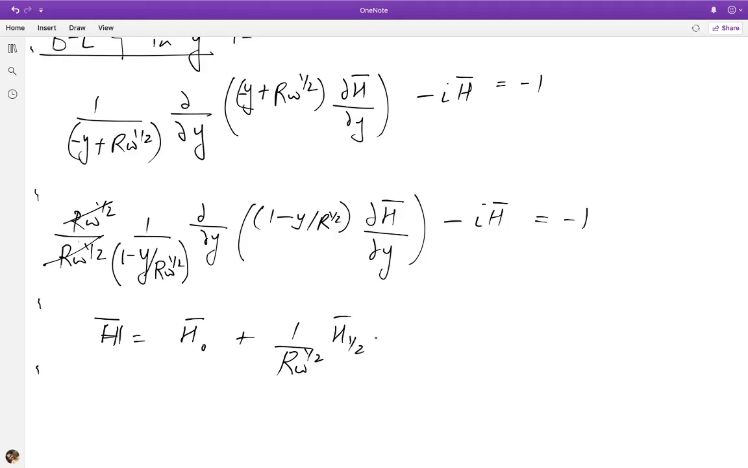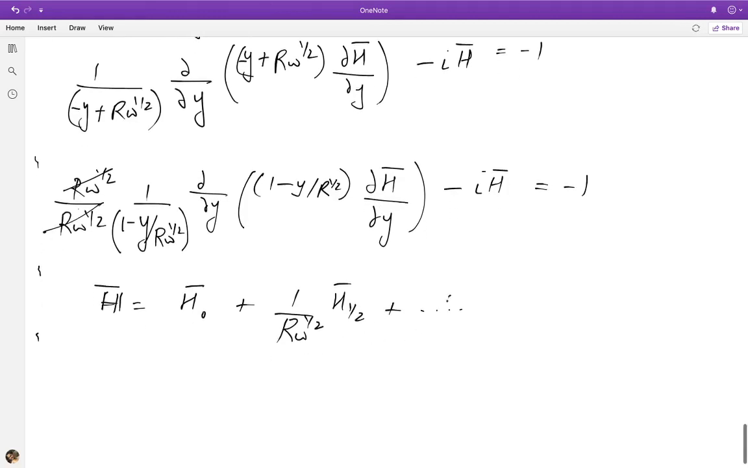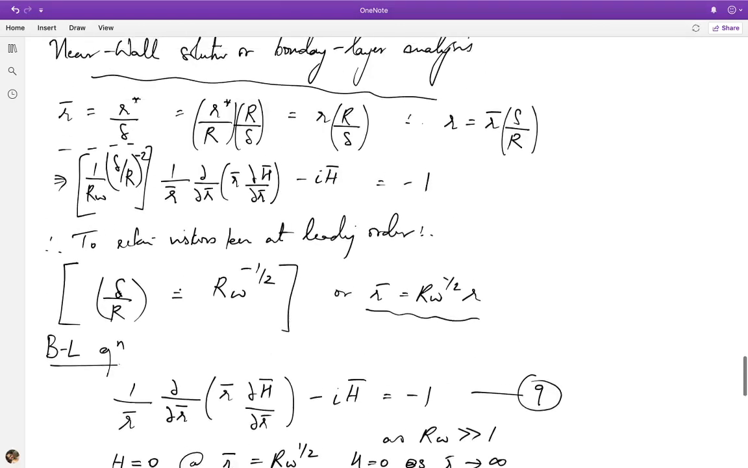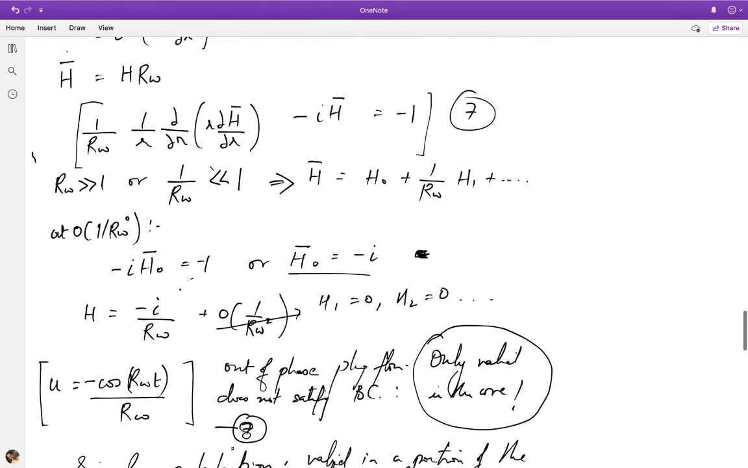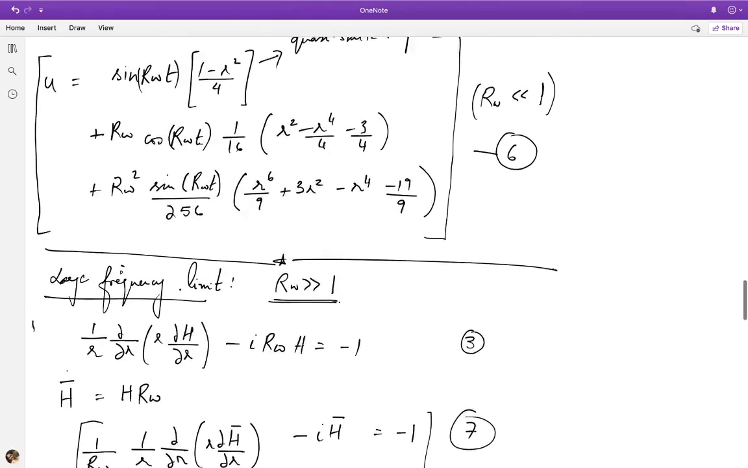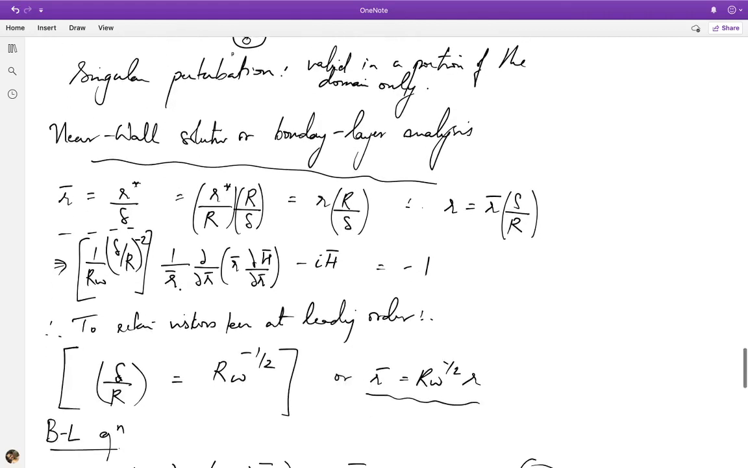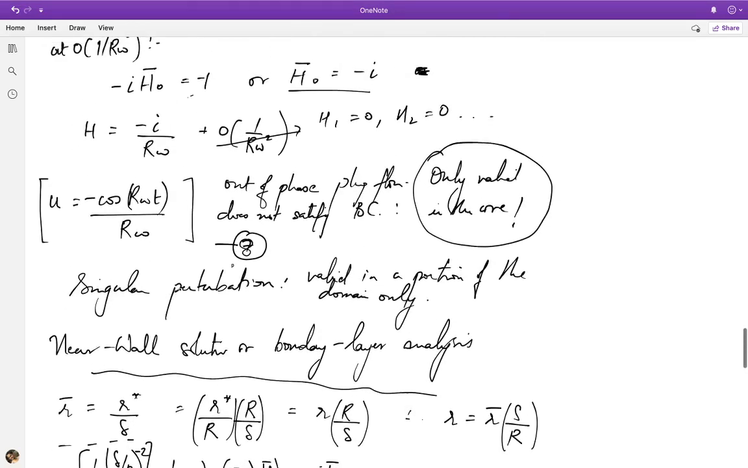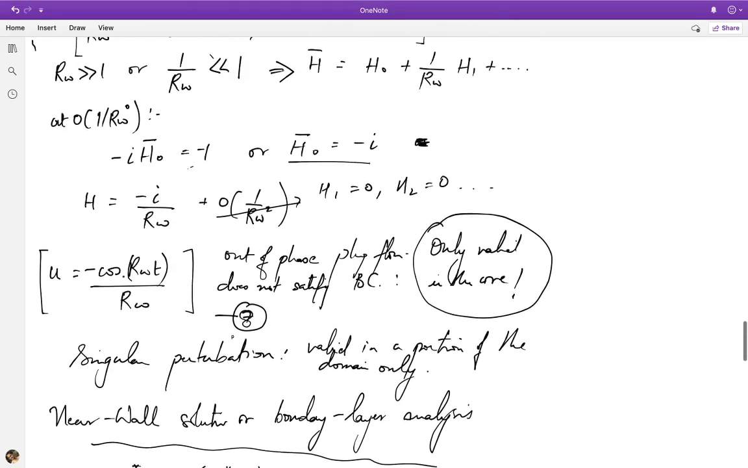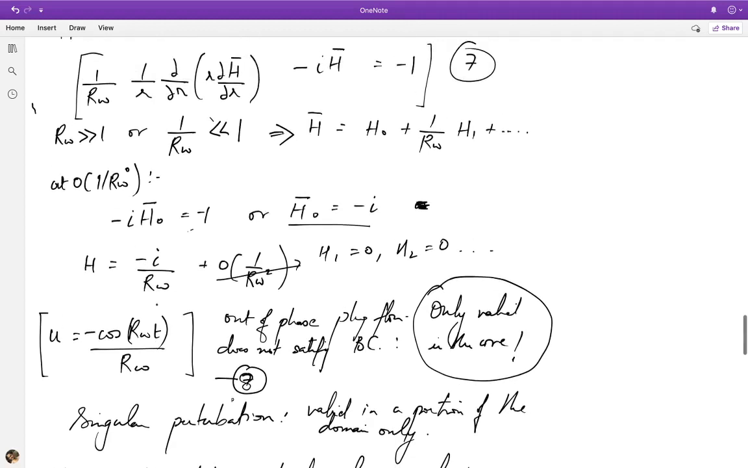H to the half bar plus so on. Okay, but plus higher order terms, so order 1 by Rw. Okay, but again, remembering that my core solution now, where was I? Yes, the solution to the core is of order 1 by Rw. Right, so it's a leading order contribution.